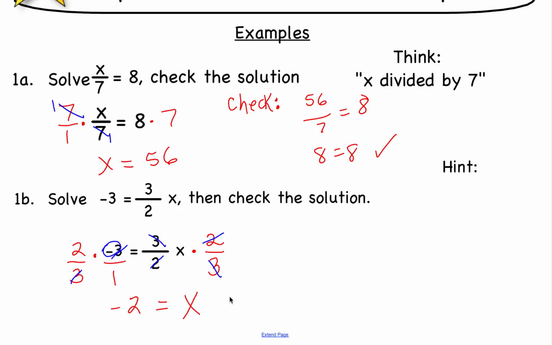Well, again, we need to check our work, so we're going to plug in negative 2 right here for x and see if that works. We have negative 3 equals 3 halves times negative 2 instead of x, and these 2's cancel again. So this 2 cancels with this 2, but we are left with a negative 1. So a negative 1 times 3 is negative 3, and that checks again. So it is a valid solution.